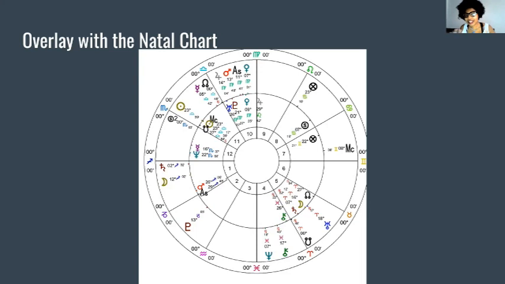Okay, so let's look at this example. In this bi-wheel, we have Sarah's natal chart on the inner circle and the solar return chart on the outer circle. And as mentioned, one of the first things that we look at when we're looking at the overlay is where the solar return ascendant fell in the natal chart. And we can see that for this year, the ascendant is falling in Sarah's 10th house.